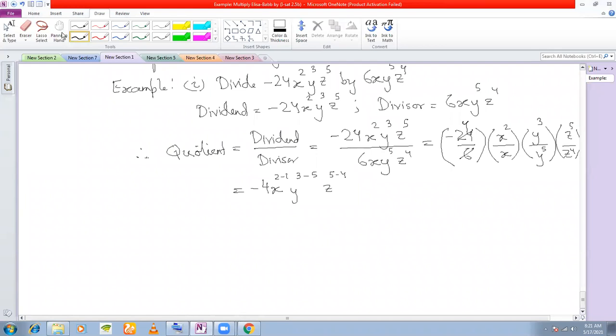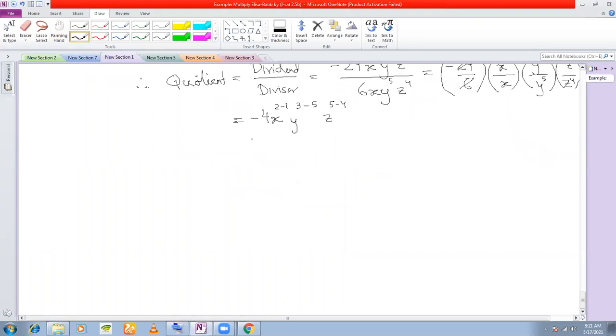So this is what we are getting. We get minus 4 x y to the power of minus 2 z to the power of 1. And you remember that y to the power of minus 2 can also be written as 1 by y square into z. So ultimately what you can write here is 4xz or 4zx divided by y square. And this is your required answer.